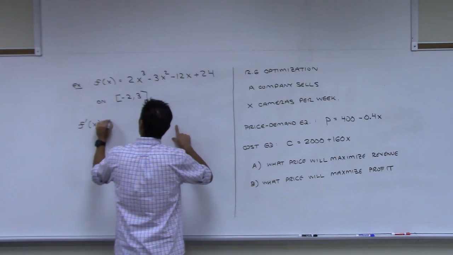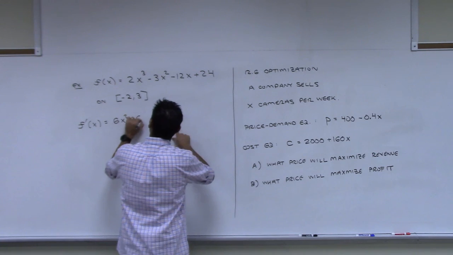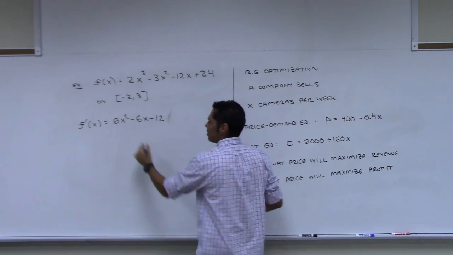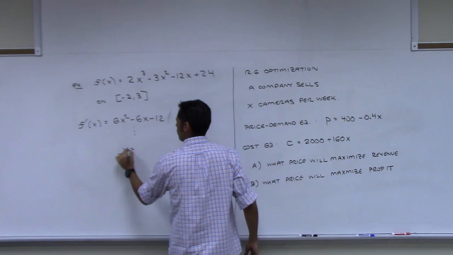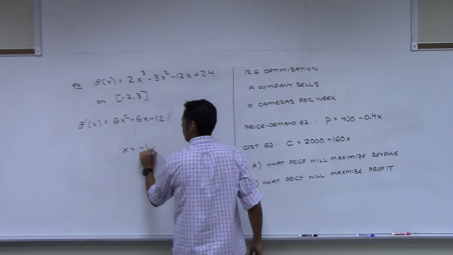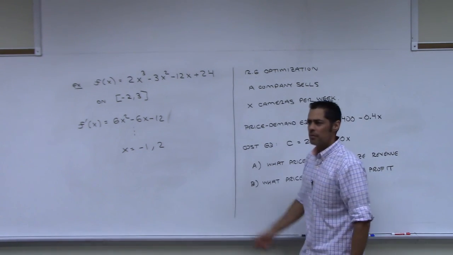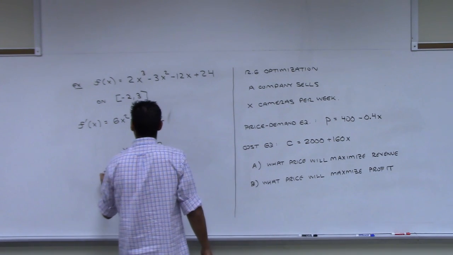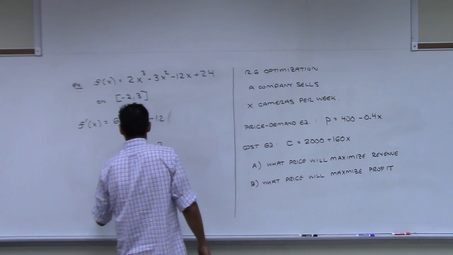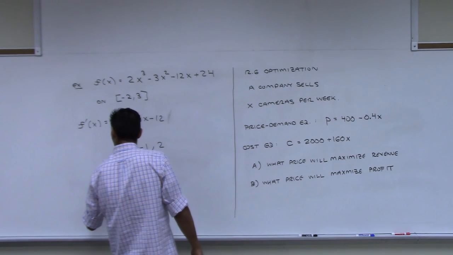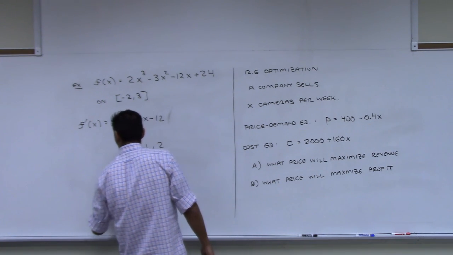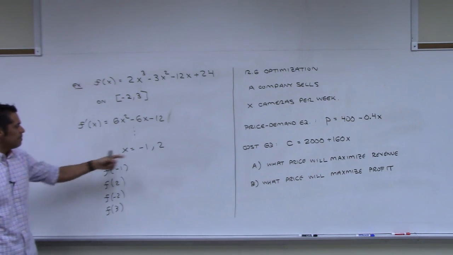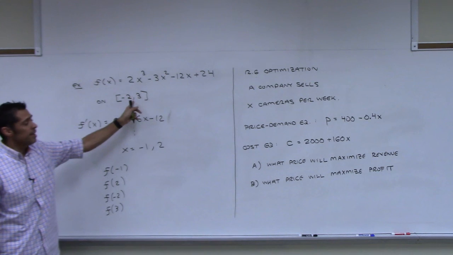Your derivative was 6x squared minus 6x minus 12 equals 0, right? That's it. And then when you set this equal to 0, you should have got two solutions. They were, what, -1 and 2, I believe. And then you're going to plug into your original function -1, plug in 2, plug in -2, and plug in 3. So your two critical numbers, and by the way, I checked to make sure that these were in here, and they both were.